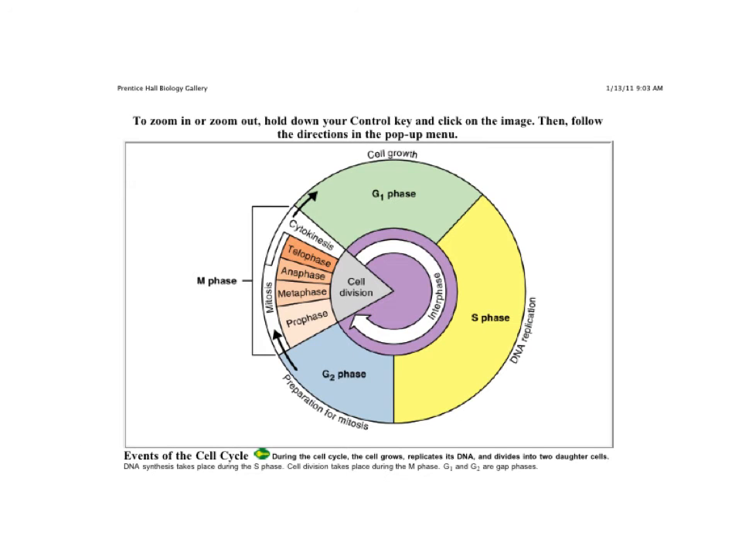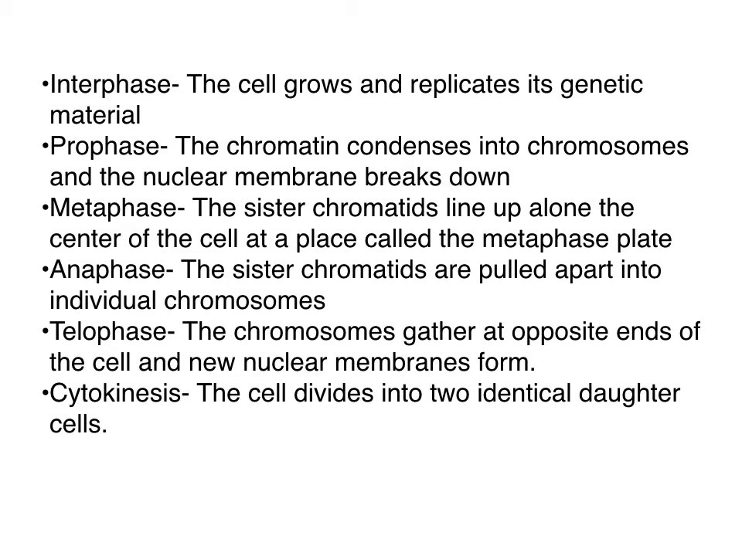So if we take a look right here, this is the cell cycle. G1 is growth, S phase is replication, the synthesis phase, and G2 phase is preparation for mitosis. And we see in the middle there, those are all interphase portions, so G1, S, and G2. And then the cell division phase: prophase, metaphase, anaphase, telophase, all are mitosis, and cytokinesis is the splitting of the cell. So interphase, the cell grows and replicates its genetic material.